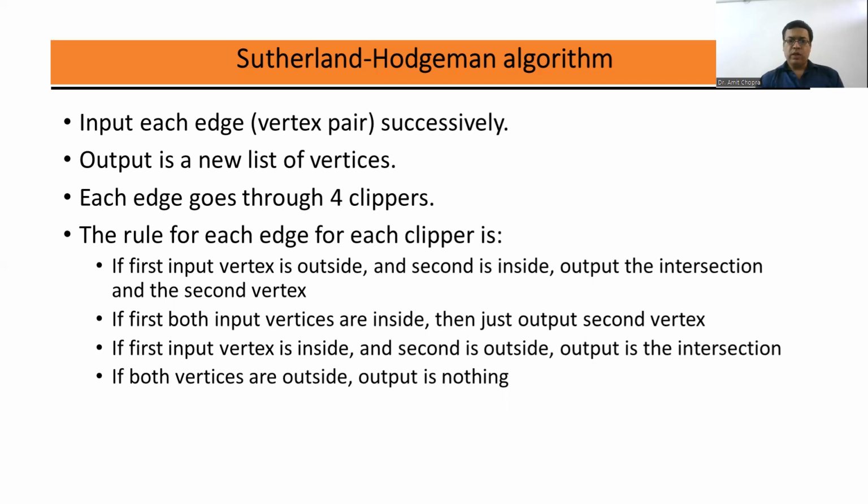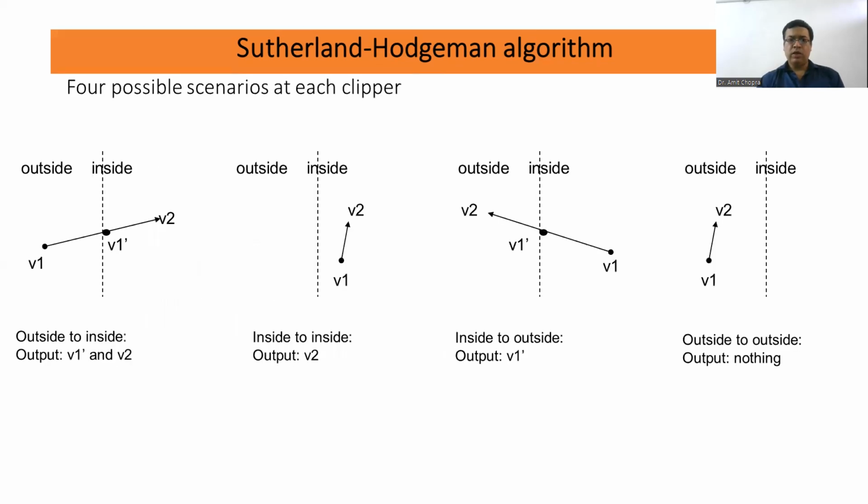If first both vertices are inside, then just output the second vertex. If the first input vertex is inside and the second is outside, the output is the intersection. If both vertices are outside, the output is nothing. Now we can see the different scenarios.